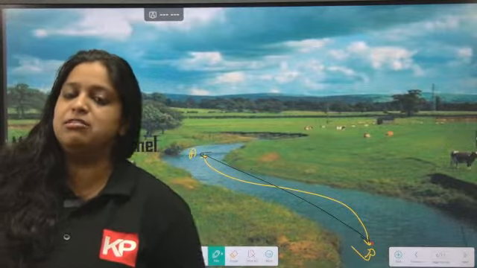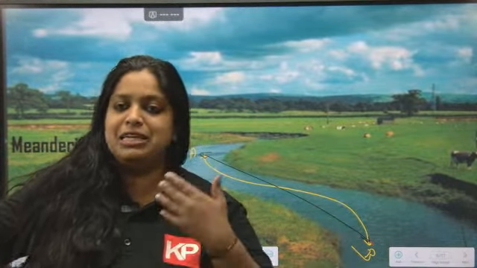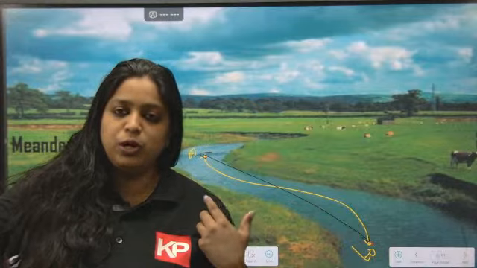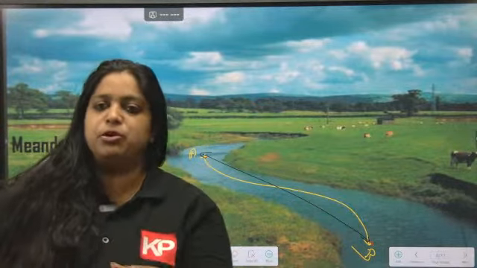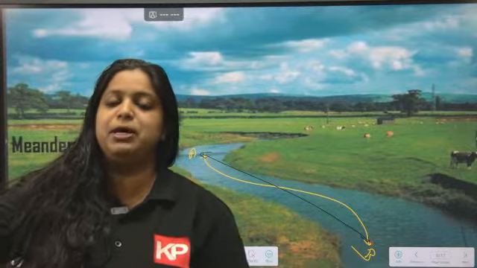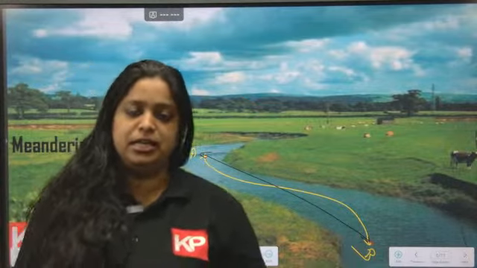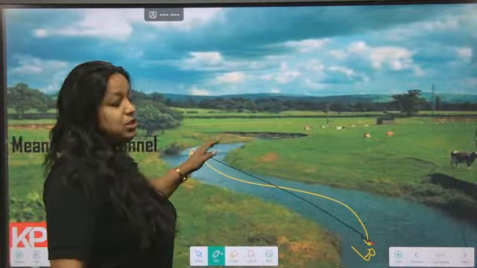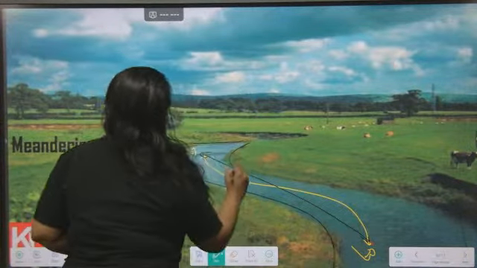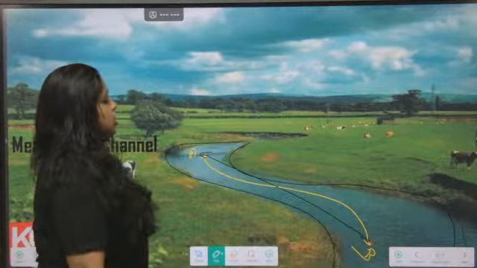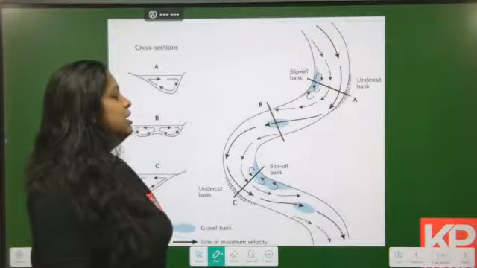For a meandering channel, the sinuosity value will be greater than 1.5. For a braided channel, it will be less than 1.5. So over here you can see this is a meandering channel, with a sinuosity of almost greater than 1.5. So let's discuss the meandering channel in detail.